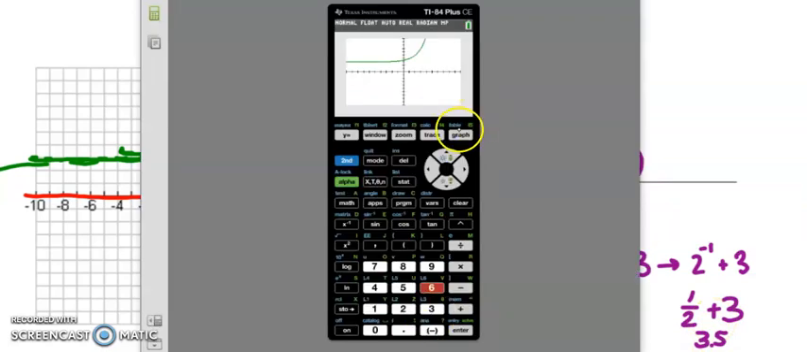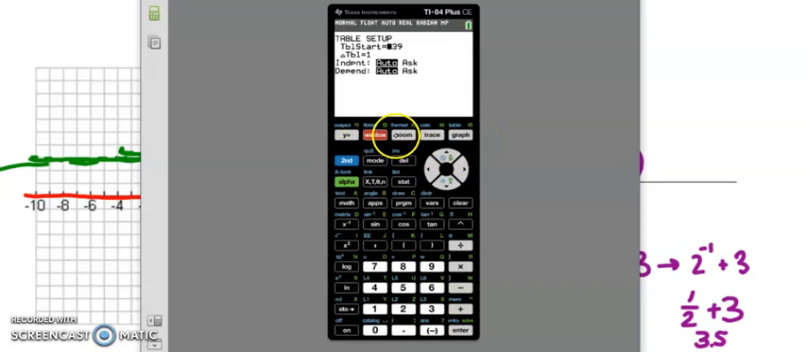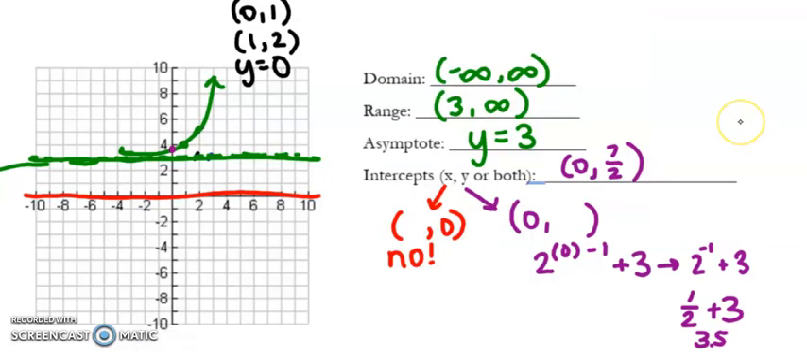If you are a calculator person, you could go to your table and change the table settings. I'm going to start at 0, counting by 1. You'll notice that there's your y-intercept, 0, 3.5, and it doesn't matter how far you go, you're never going to get to 0. It says you get to 3, but that's just because your calculator can't do that many decimals, right? 3.00001. But you will never get to 0. So we don't have any x-intercepts.